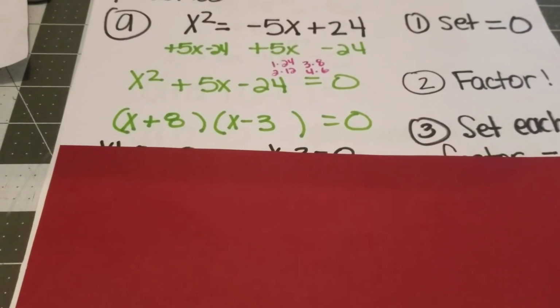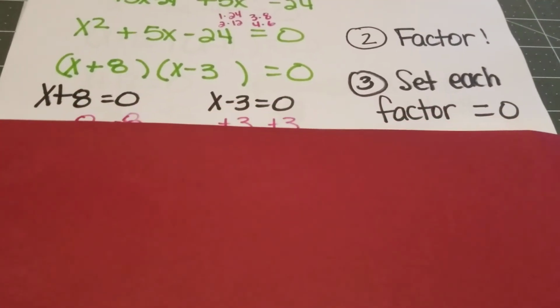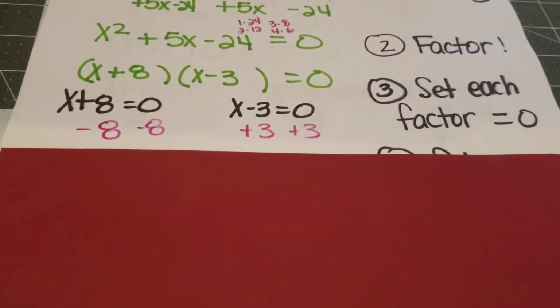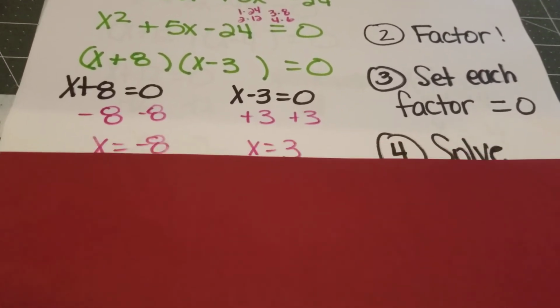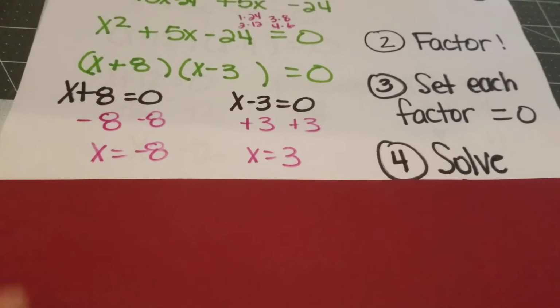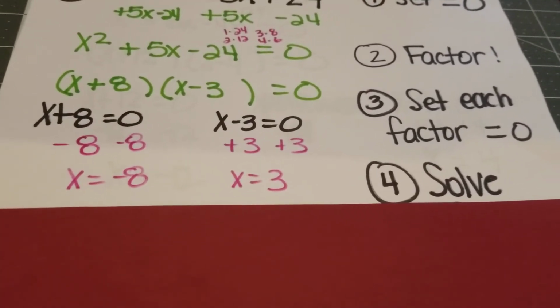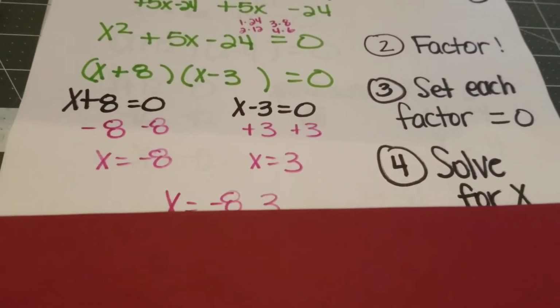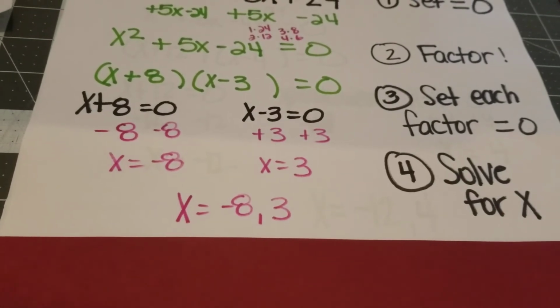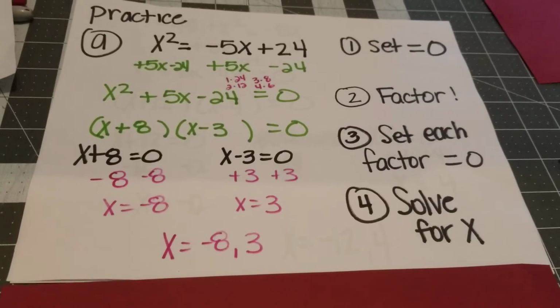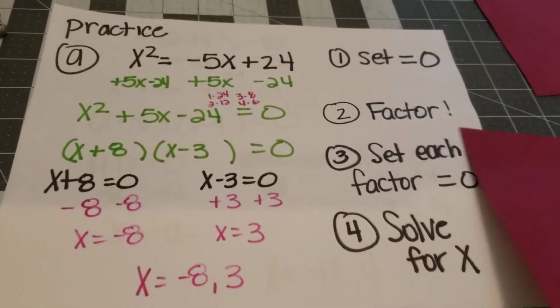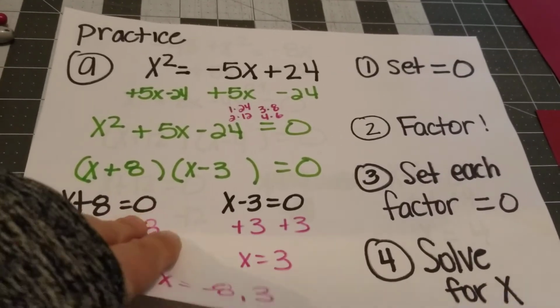I set each of these factors equal to 0. So x plus 8 is equal to 0, x minus 3 is equal to 0. I solve and I get x is equal to negative 8, x is equal to positive 3. Okay, so my solutions are x is equal to negative 8, x is equal to positive 3. There's how you solve that. Okay, and I am going to go ahead and do B also because this is such a new concept.